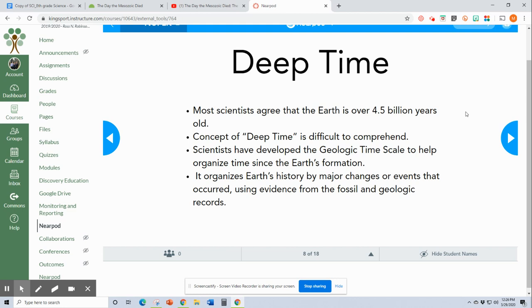So most scientists agree the Earth is over 4.5 billion years old, and that we call it deep time. And that's just super hard for people to understand. So because it's so much time, we took it and we organized it into something called the geologic time scale. So then scientists can talk about important events that happened, okay?